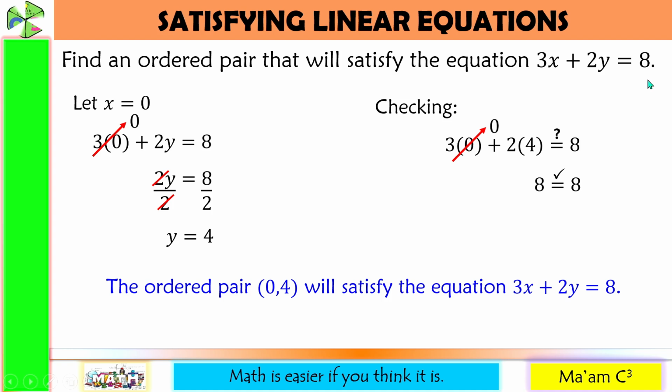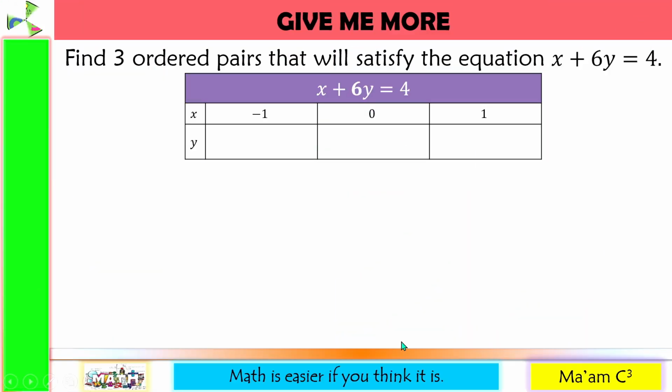But I have a question. Is this the only ordered pair that will satisfy this equation? No. Let's have this activity. Give me more. Find 3 ordered pairs that will satisfy the equation x plus 6y equals 4. I have here a table of values. This is the equation, and I already assigned values for x: negative 1, 0, and positive 1. Let me clarify this. You can assign any values for x. It's up to you. For me, I just want a representative for negative number, 0, and positive.